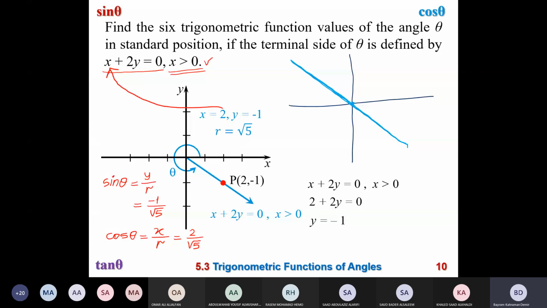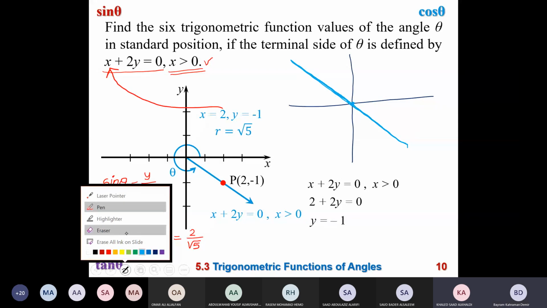What does origin mean, Shabab? 0, 0. Is this equation passing through 0, 0? Yes. If x is 0, then y will be 0. So it is passing through the origin, of course. But Doctor, it says x is greater than 0. It doesn't equal 0. So that is the point.